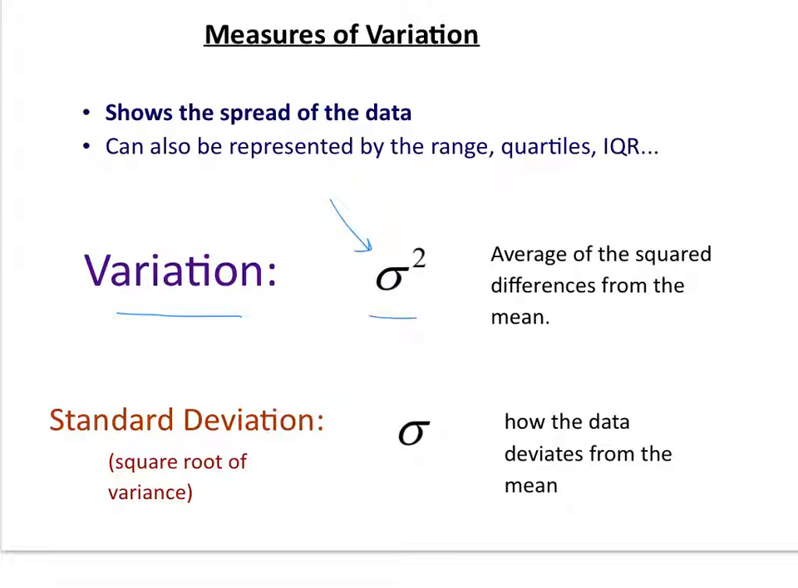And the mean, again, represents the average. Then we'll also look at standard deviation, and this is the square root of the variance, which is right above. And this is represented by sigma. That's that symbol right there with no squared symbol, so it's just sigma. And this shows how the data deviates from the mean, from the average.